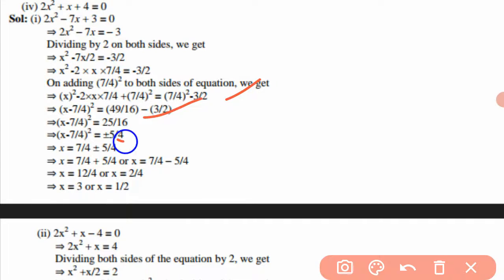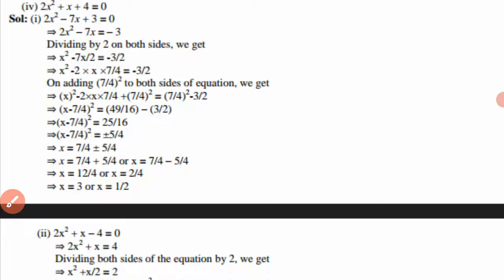So by solving it we can find the value of x. So here the value of x will be 3 and 1 upon 2. So these are the two values of x, or we can say these are the roots of the quadratic equation.